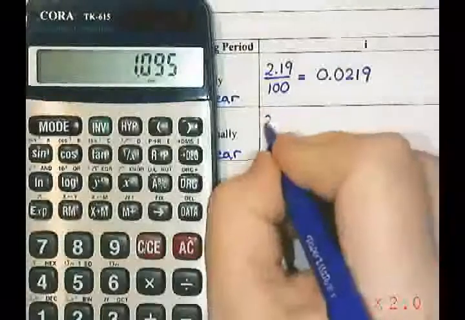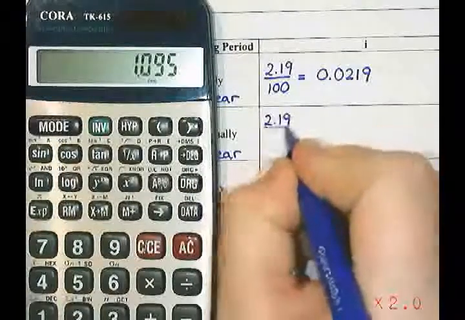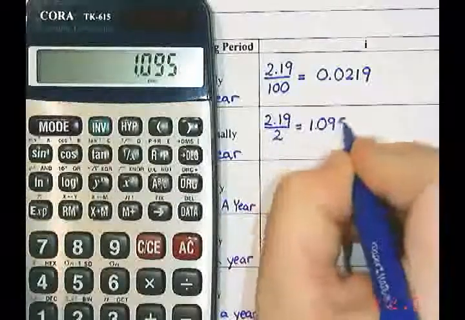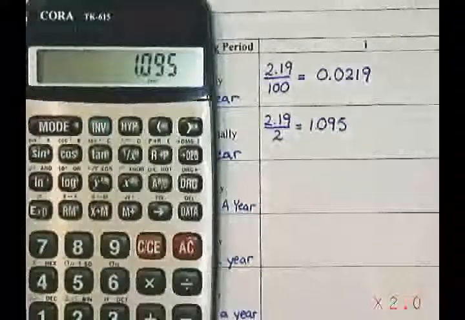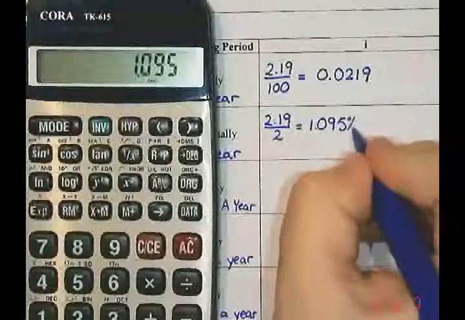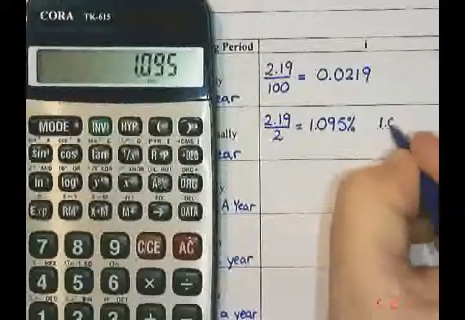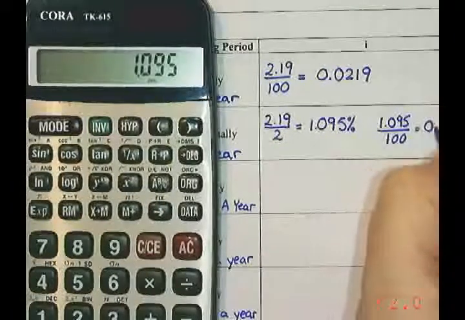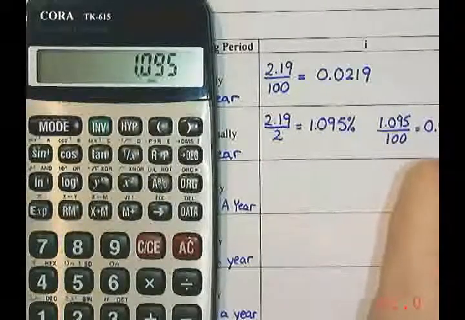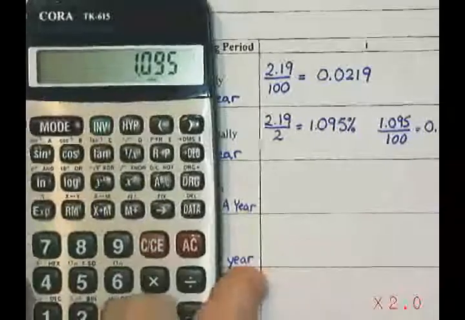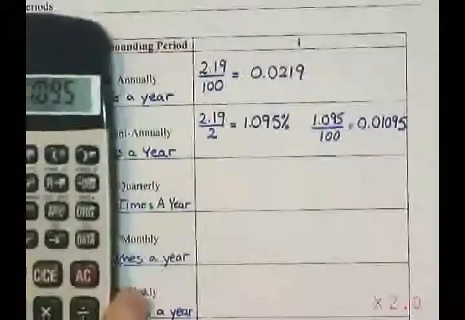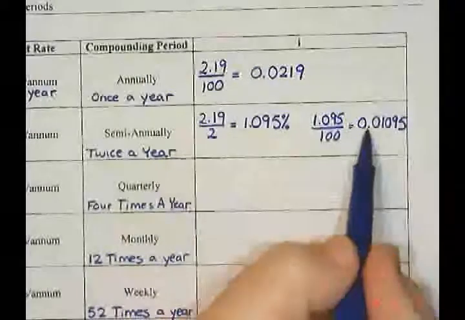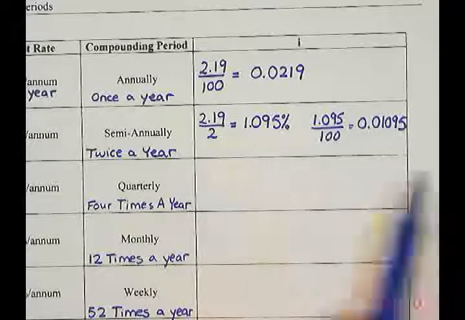So I'm going to take 2.19 and divide it by 2 first to get 1.095. And then we always need to divide that. That is a percent. So I need to divide that by 100 to make it a decimal, to get 0.01095, which you can't see. So just move that page over. Okay, so our I value would be 0.01095.